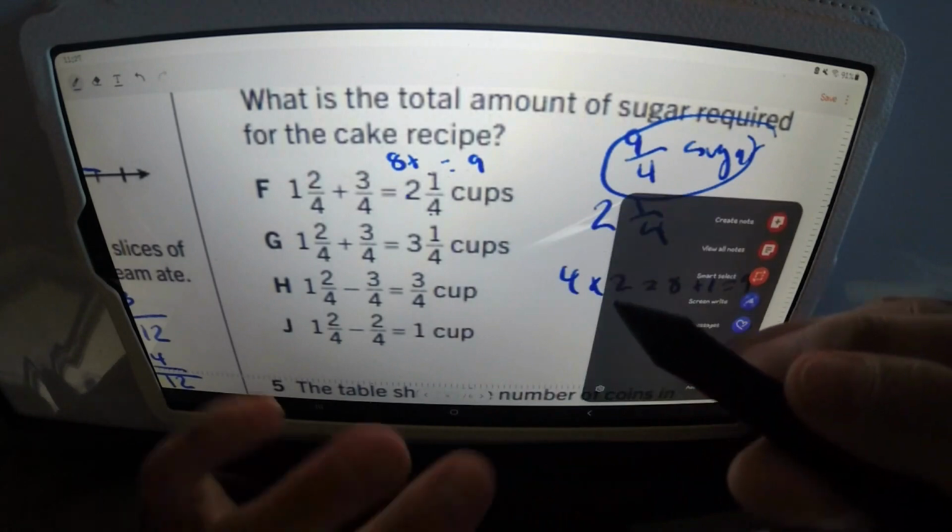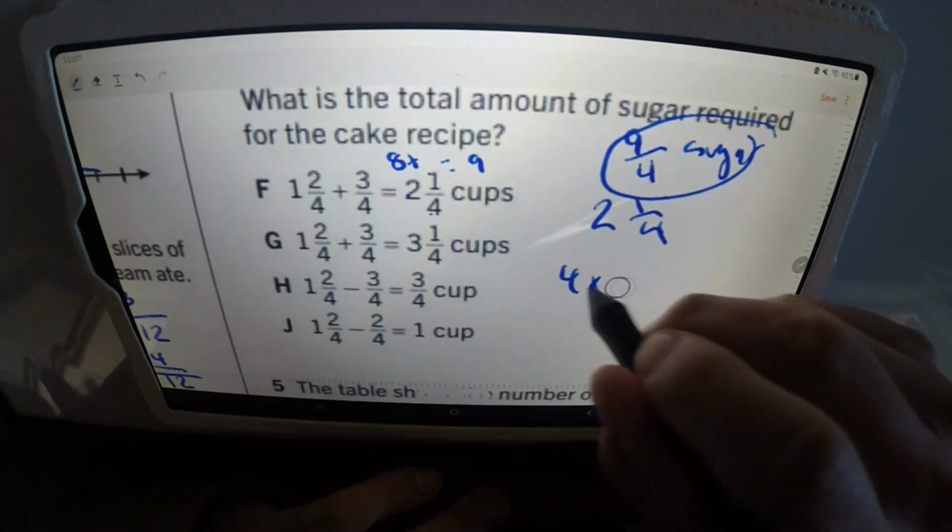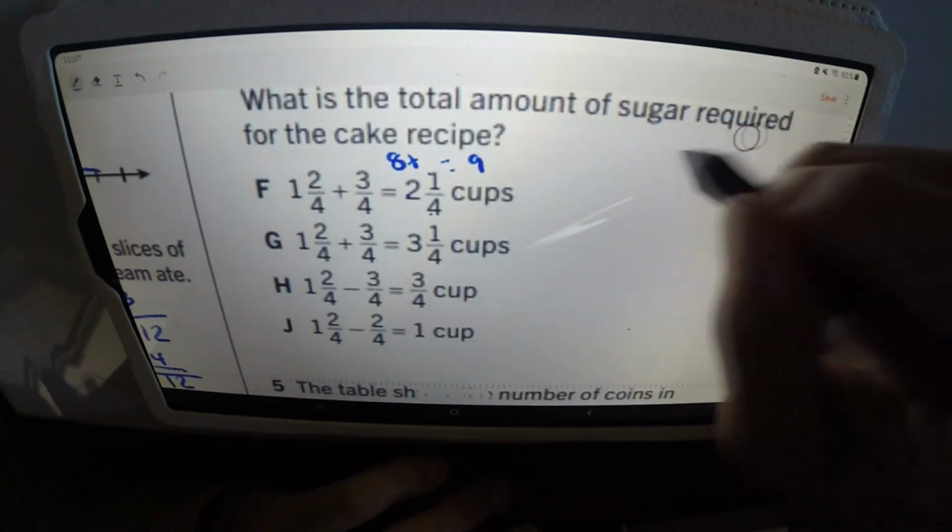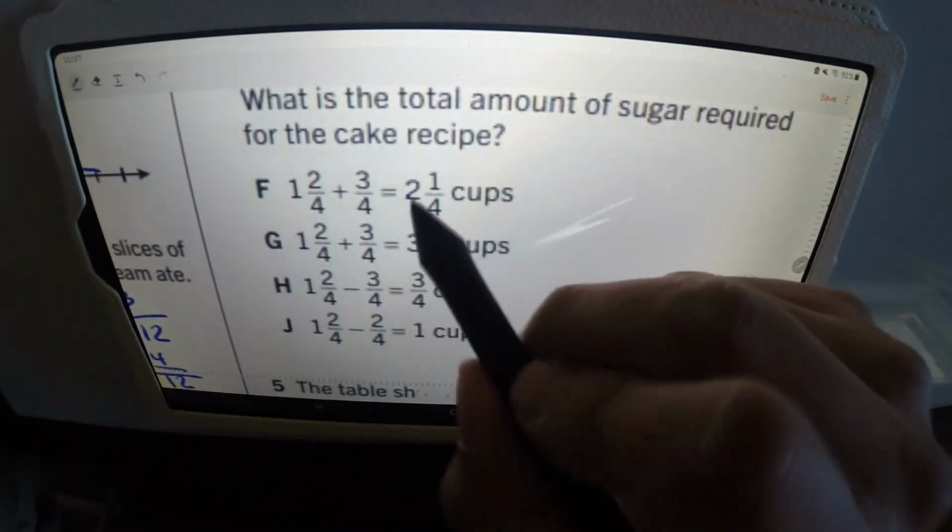Knowing that, we already know our answer, right? Because there's only one that says 2 1/4, and that's this one, that's F right here.